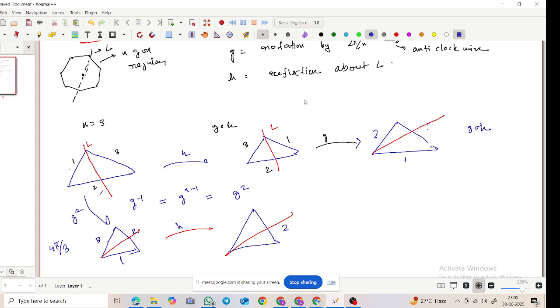Is it correct now? Sir, is it rotating clockwise or anti-clockwise? I am rotating it this way. And here what have I done? 3 here, 2 here, okay. But then having reflected, why is it not working? Just a minute.